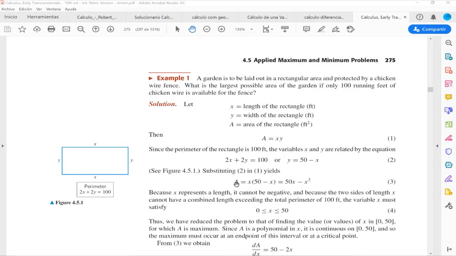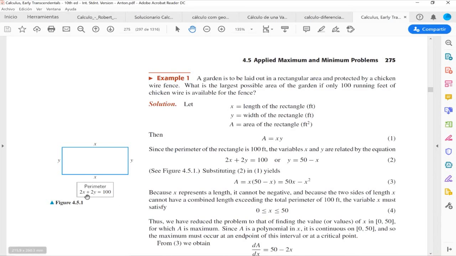And you get now that the area is a function of x, and it gives you this function. Now, it's a problem of calculus of one variable: find the maximum of A(x) given by this function, but it says that x is between 0 and 50, okay?